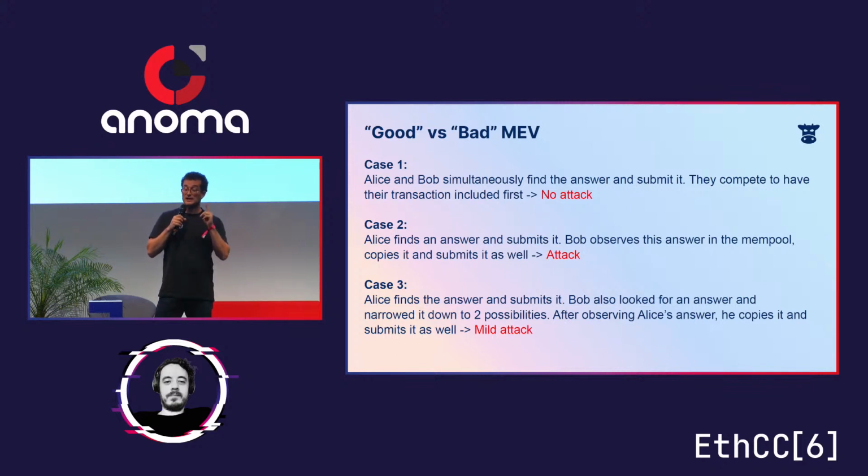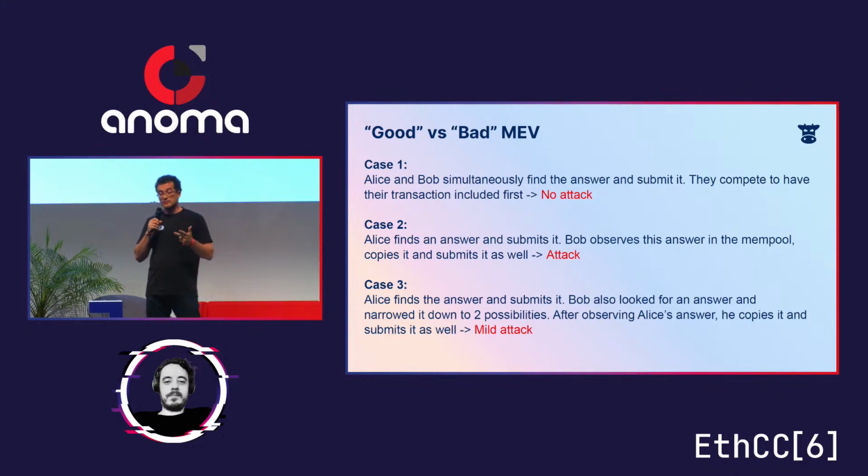Note that case 1 and case 2 could be observationally very similar. If you're looking at the mempool and the blockchain, they look the same. But clearly one is an attack because Bob is using information extracted from Alice in order to craft his own message, okay? While in the first case, this is not the case, okay?